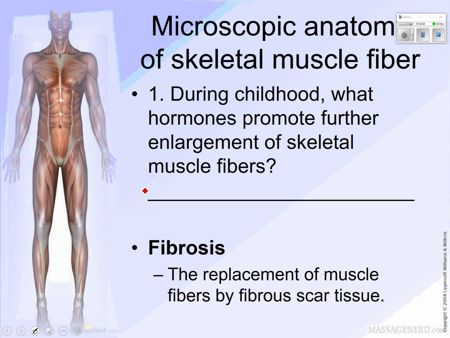Number one here, during childhood, what hormones promote further enlargement of your skeletal muscle fibers? And again, that is your human growth hormone, HGH. And of course, if you want to be more specific, it'd be testosterone. Testosterone, of course, is an HGH hormone. HGH testosterone comes from both the testes in the males, a lot of it there, and a little comes from the ovaries in the females. Fibrosis, of course, is the replacement of muscle fibers by fibrous scar tissue. And it can only regenerate, of course, to a limited extent.